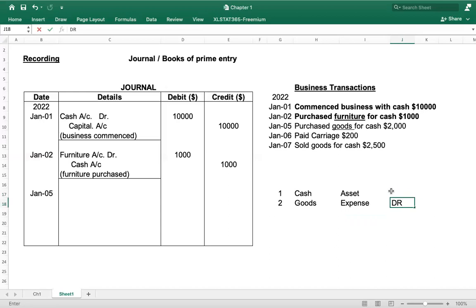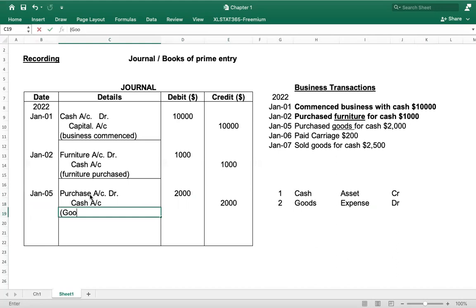So increase in expense, debit, and decrease in asset, credit, right? Now I will record this. Which is the debit item? Goods, but we never write goods. In place of goods, I will write what? Purchase. I will tell you why. Purchase account debit. Now, which is the credit item? Cash. Amount, how much? 2,000 here and here also. And let me write the short description: goods purchased.